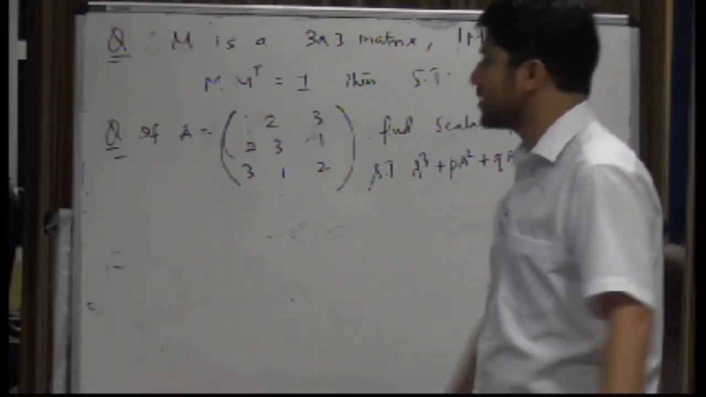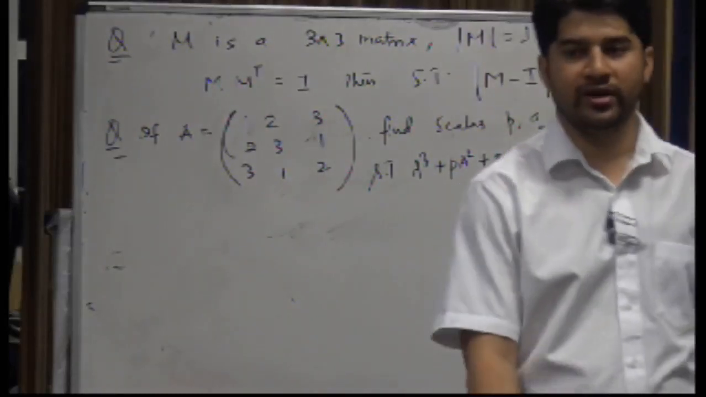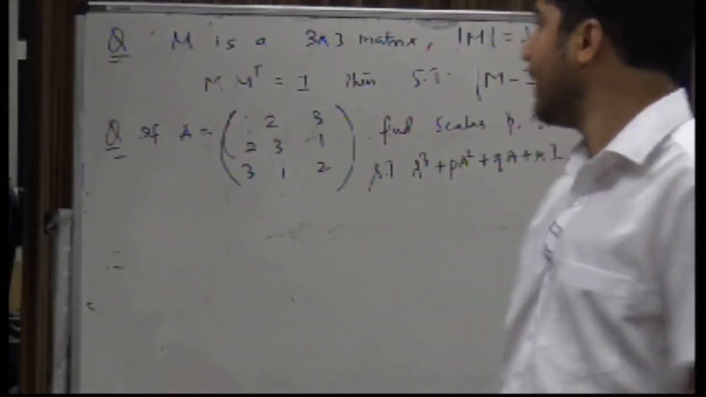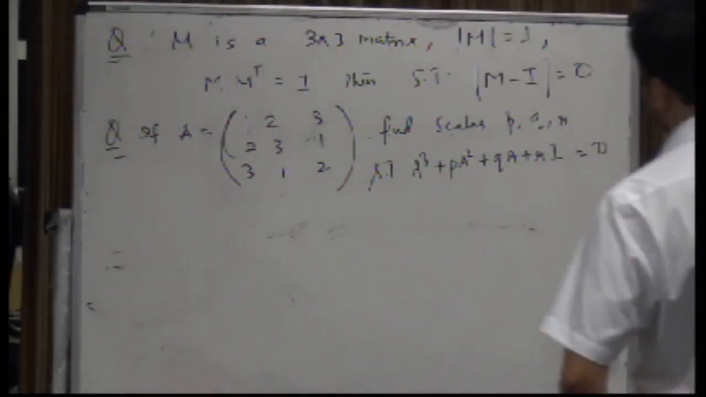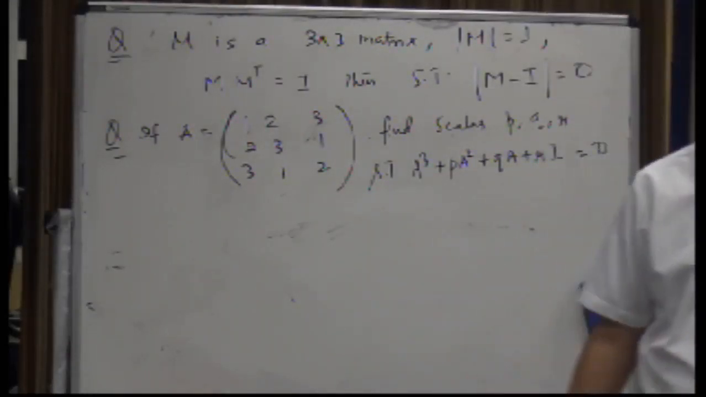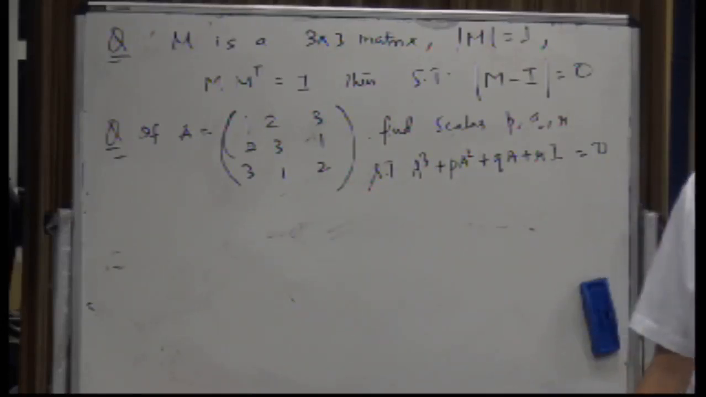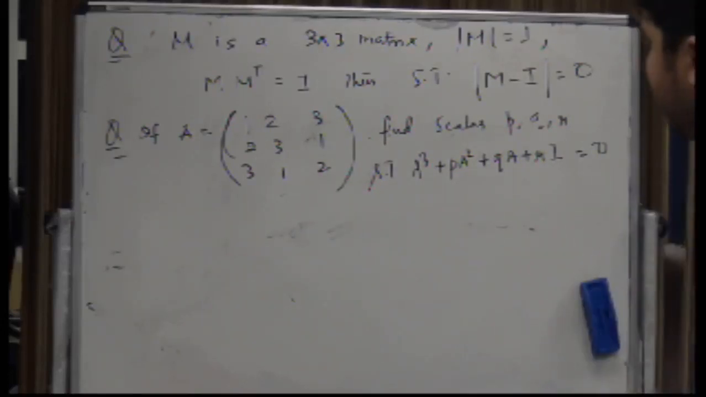The second question is A is a 3 by 3 matrix, already given the entries, right? And you have to find me the scalars such that A cube plus PA square plus QA plus RI is equal to 0. P, Q, R are not matrices, P, Q, R are scalars.